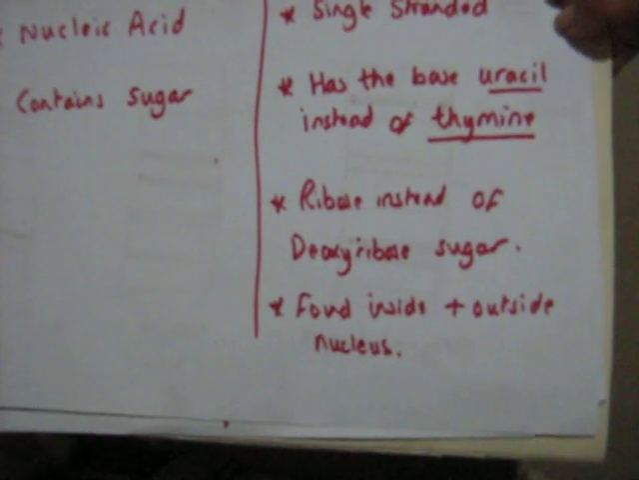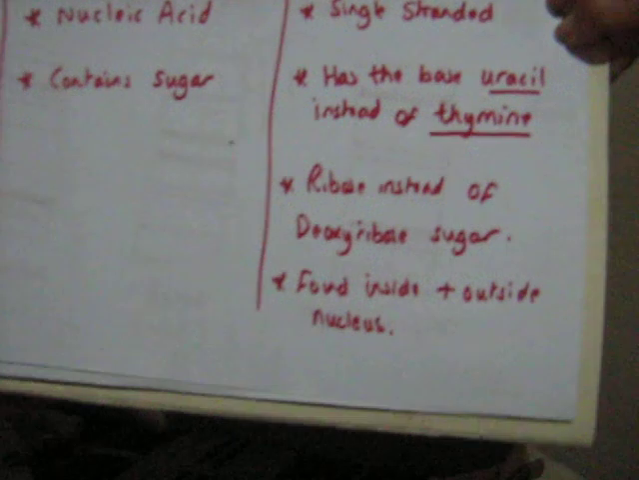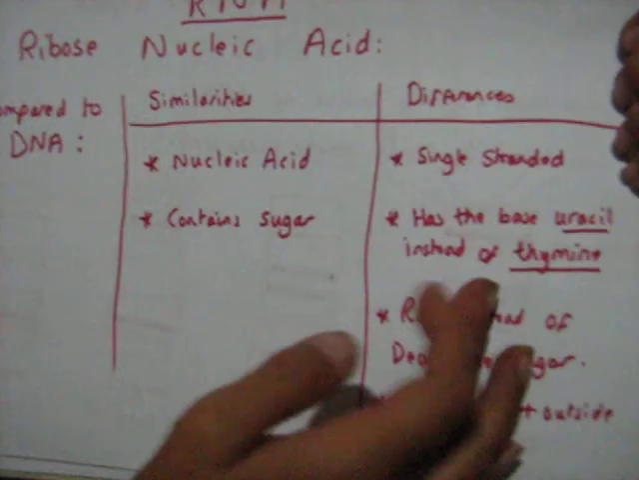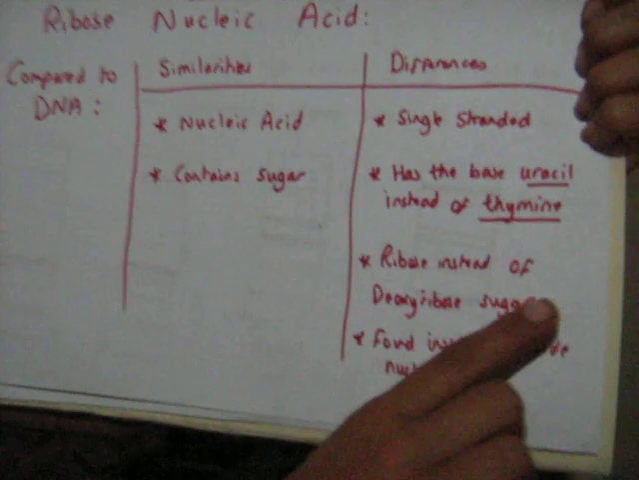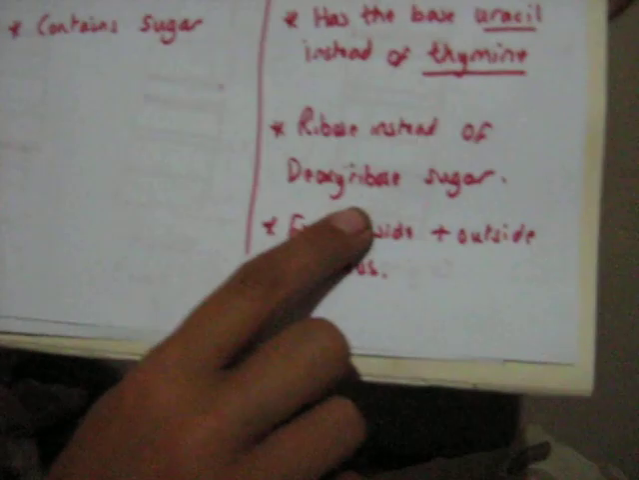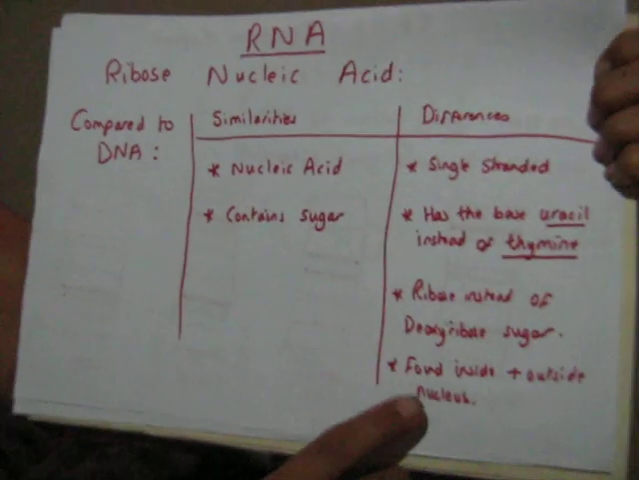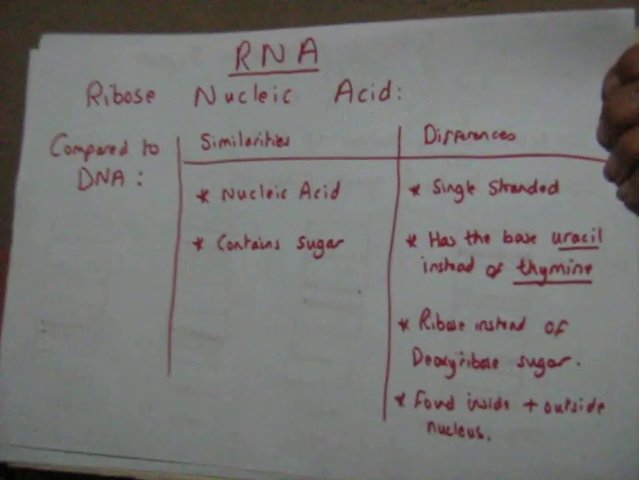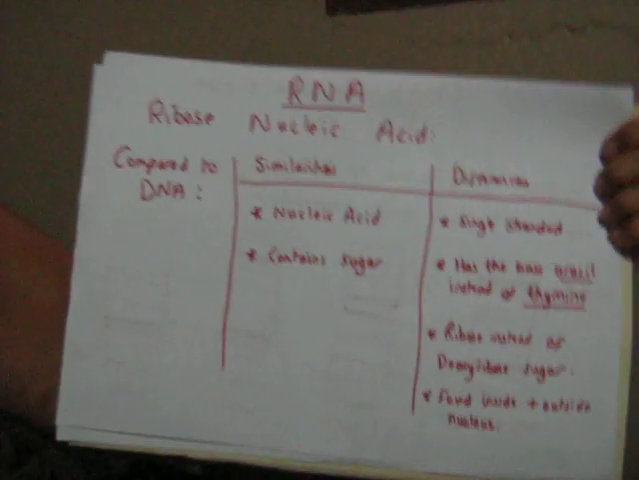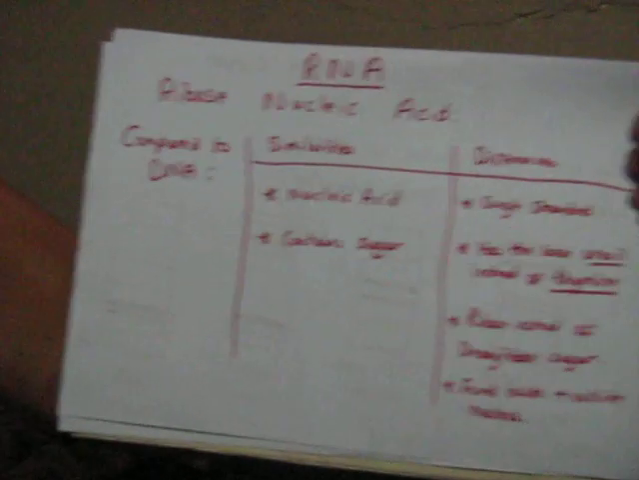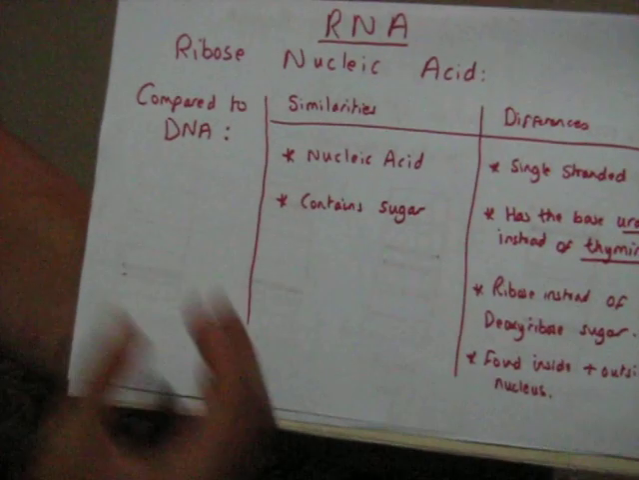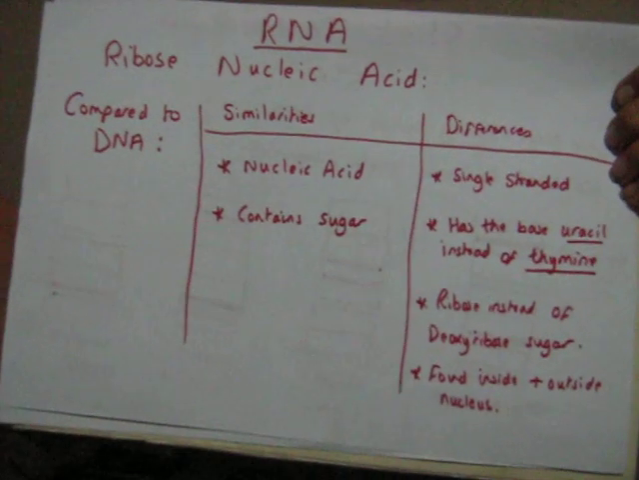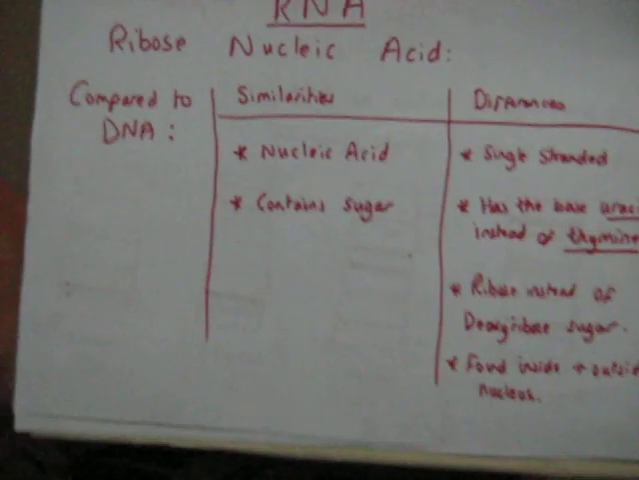When you look at the code from RNA that's copied from DNA, there will be a U instead of a T. And it also has a ribose sugar instead of deoxyribose, as we mentioned before, which gives a clue in the name. And it's also found inside and outside the nucleus. It's found in the nucleus because that's where it's going to copy the DNA template. And then it's found in the cytoplasm and near the ribosome as well, because it's involved in transferring that message from one place to another.